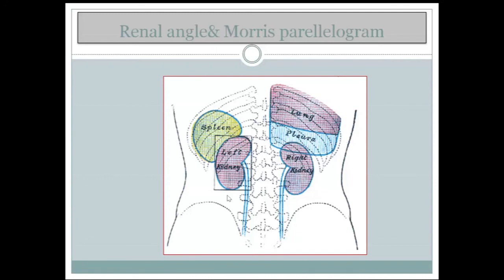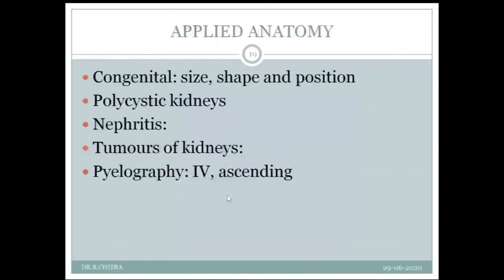We have seen in detail about the presenting parts of the kidneys and the axis of the kidneys. Now we will see the last aspect, the applied anatomy. For every viscera, you have to learn in this order: congenital, infection, tumors, and any investigation.